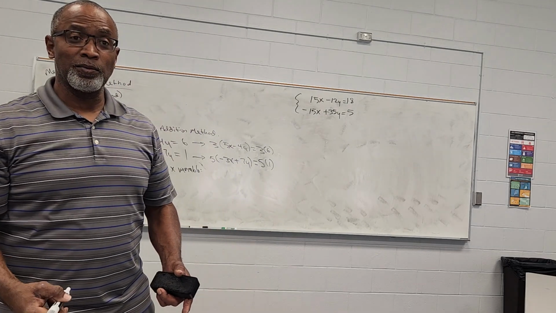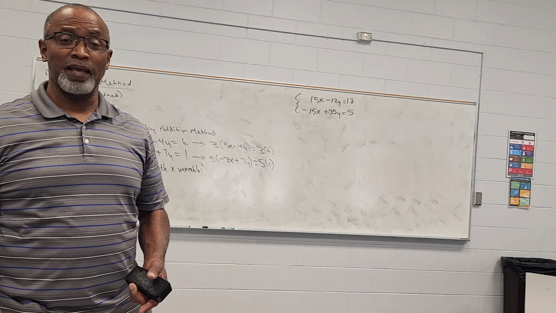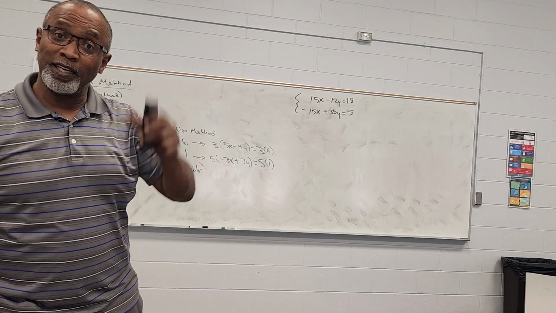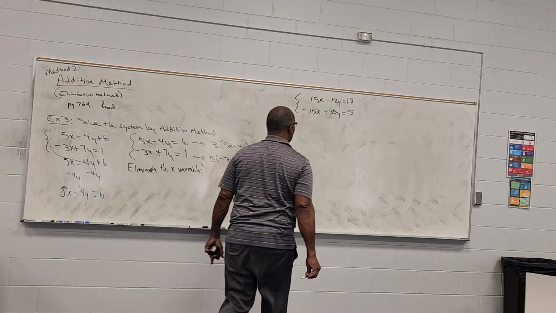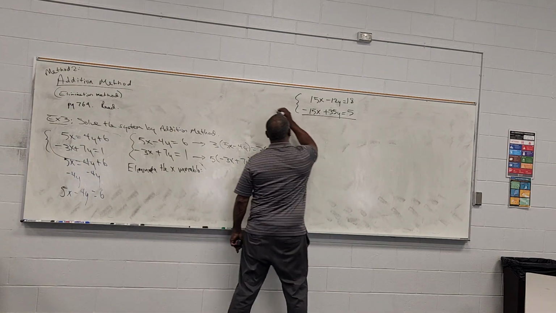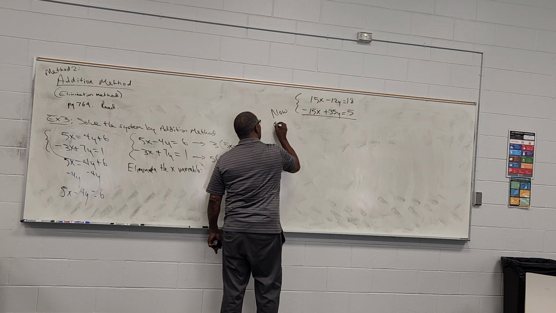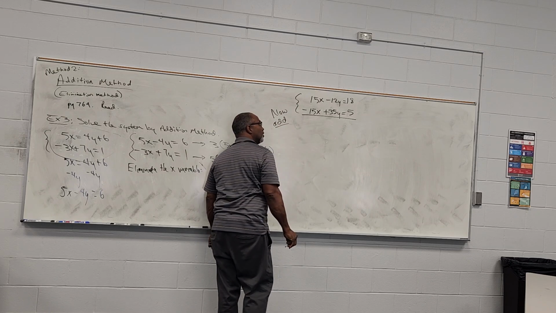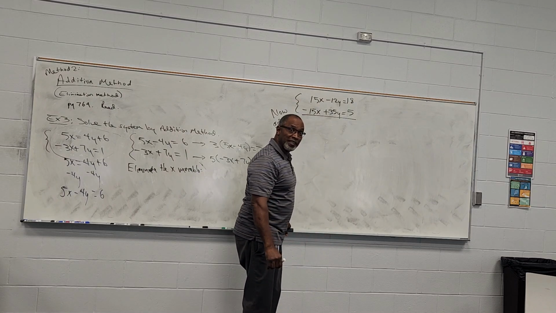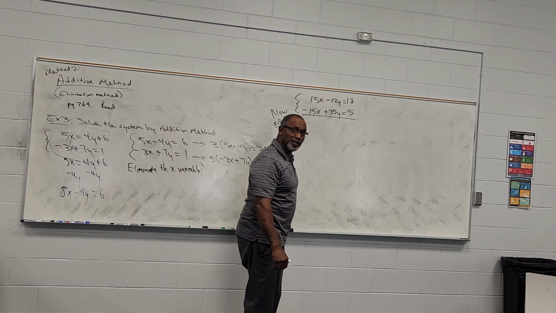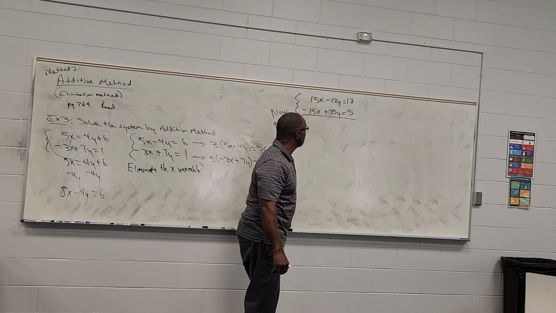Whenever I multiply the same thing on both sides or divide the same thing on both sides, those are equivalent equations. They represent the exact same lines. So that system and that system are the same system. Now add the two. 15x minus 15x goes away. We've eliminated the x variable. That's the whole point of the addition method. One variable gets eliminated. That's why some people call it the elimination method.